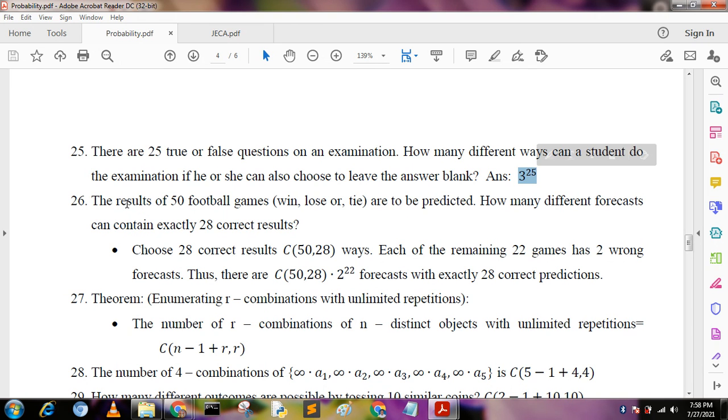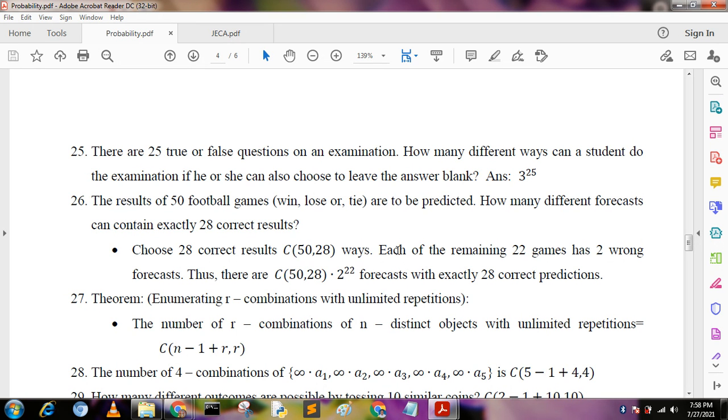Next question. The results of 50 football games, that is win, loss, or tie, are to be predicted. How many different forecasts can contain exactly 28 correct results? So there are 3 options: win, loss, or tie. So choose 28 correct results, C(50,28) ways. Each of the remaining 22 games has 2 wrong forecasts. Thus there are C(50,28) times 2 to the power 22 forecasts with exactly 28 correct predictions.